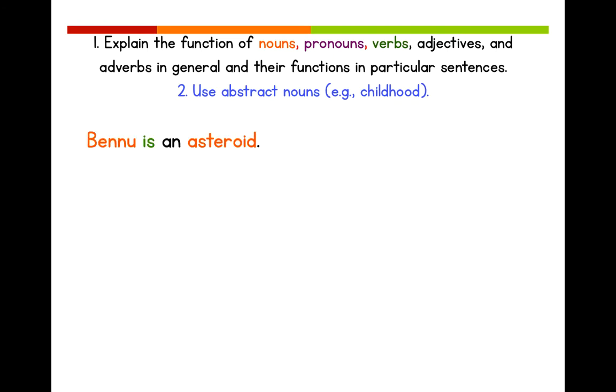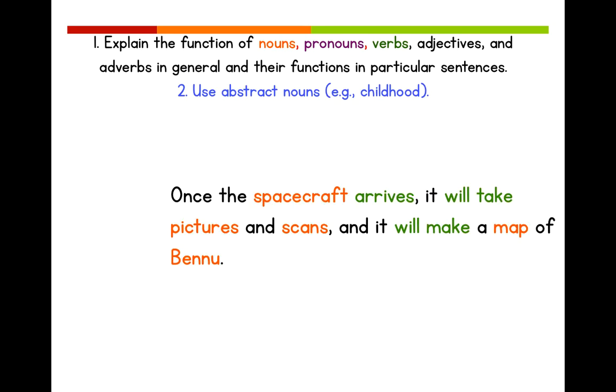Now, verbs can be action. In this case, in the first sentence, the verb here is a simple helping verb. Without the word is, this does not make sense. Bennu, an asteroid. That is not a sentence. So Bennu is an asteroid. In this case, this verb here is a simple helping verb, is. In the second sentence, we have once the spacecraft arrives is a verb, will take, right? And will make. Those are verbs. It will take and it will make.